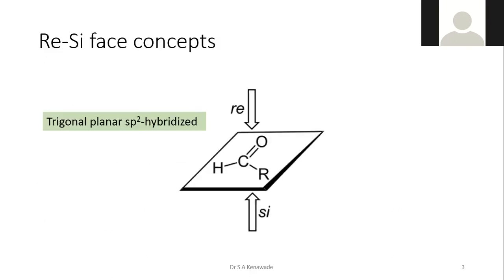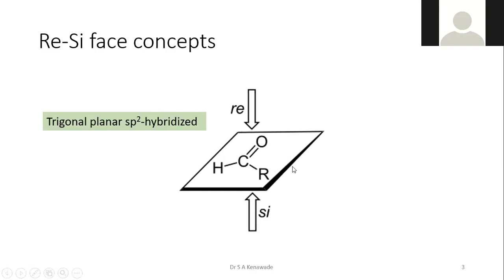Before we start the oxidation concept, we have to understand some basic part, that is Re face and Si face concept. You are very much familiar with RS nomenclature. The Re/Si face concept is used for trigonal sp2 hybridized carbon atoms. See here, this is your carbon having sp2 hybridization. Here the two substituents, hydrogen and R, are different, and the carbonyl is trigonal. It is necessary to have the carbon oxygen double bond.